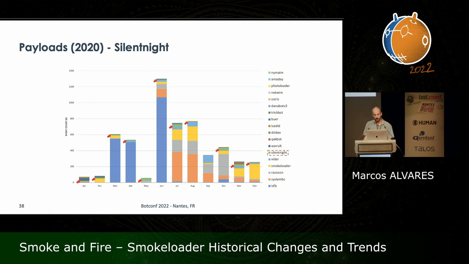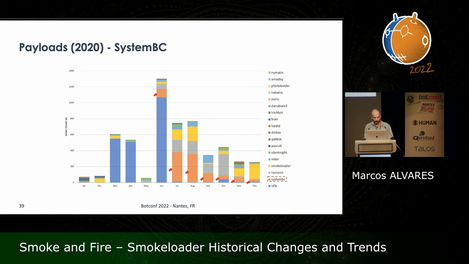The second point is Silent Night. In 2020 it was the first time we could observe this family being distributed by Smokeloader. And you see that they were really constant along the year. In this case, Silent Night was also using Smokeloader geofencing capabilities to target victims in Japan. And we could confirm that by looking at their web injects. You could see all the Japanese banks, and the guys also talked about Silent Night early in the morning. And these Silent Night campaigns were the same ones that were dropping ISFB before.